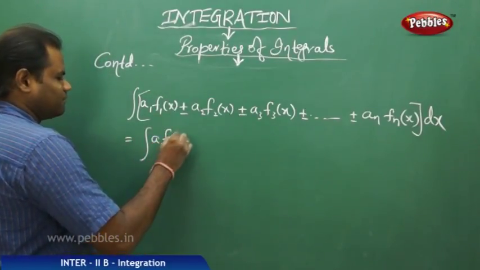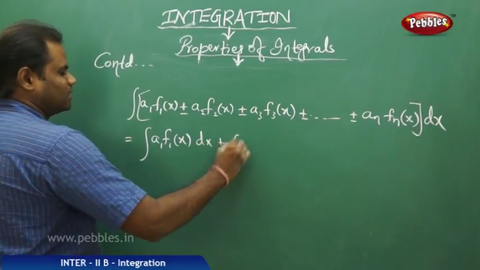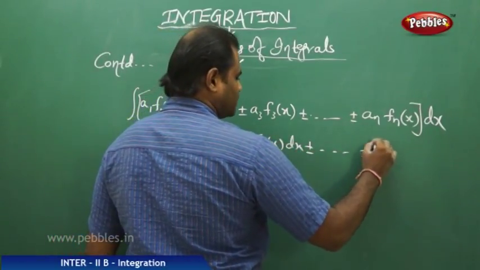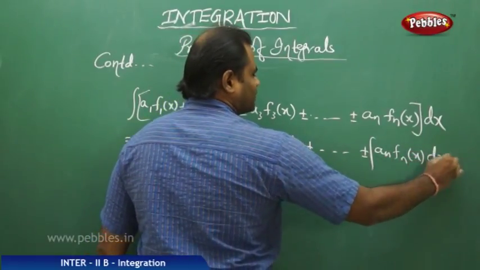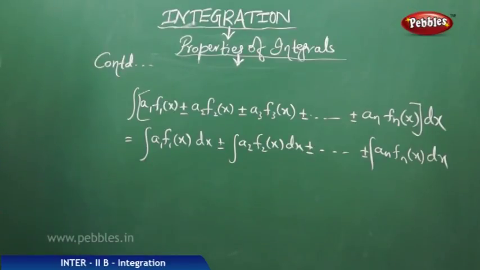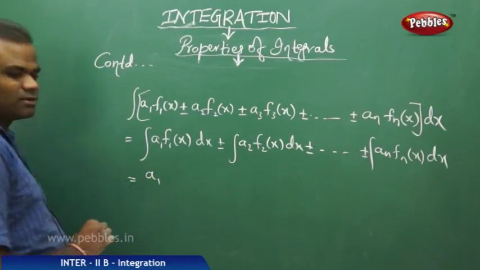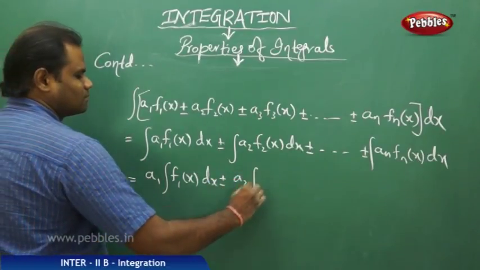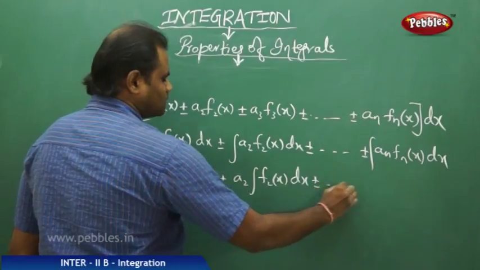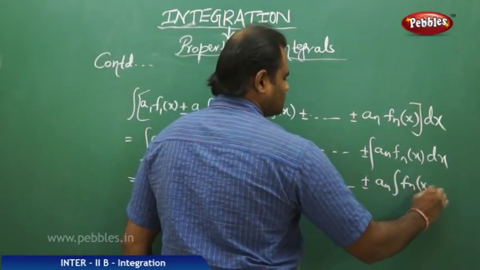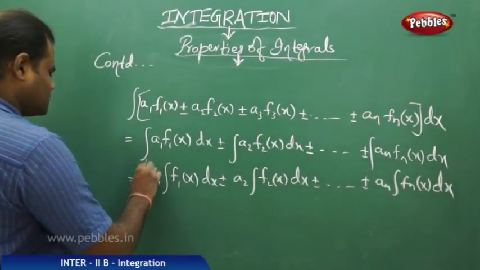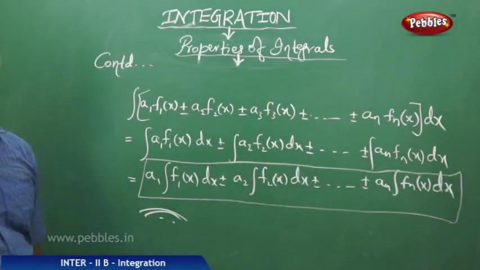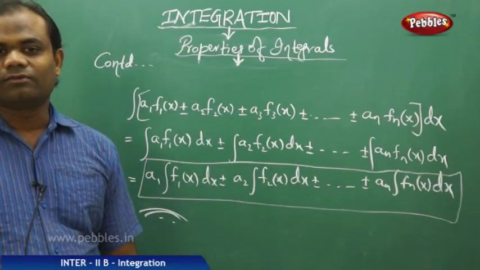So I can split this as integral of a1 f1 of x plus or minus a2 f2 of x plus or minus integral an f n of x, which can be split as different integrations out here. Now again, the constant which does not affect the integration can be taken out, and this is how we understand the splitting of the integration for infinitely many functions. This is how we understand the property of integration.